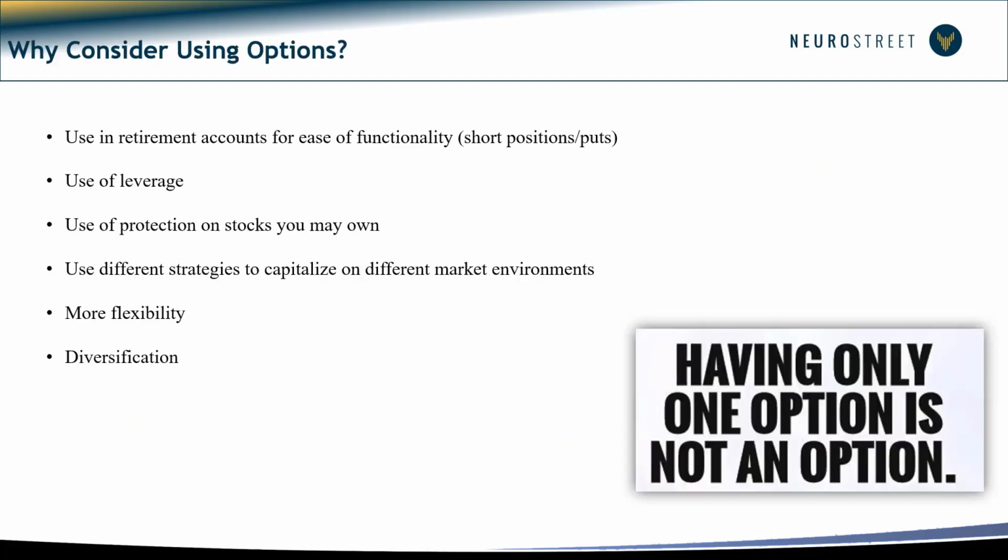So let's consider why we would look at options. First and foremost, you can use them in your retirement accounts. You can take advantage of bullish and bearish positions. Instead of not being able to short in your retirement accounts because it's a registered account, you can actually take advantage of puts. Put options are a way for you to make money as the market drops in value. So it's a really good alternative to the actual stock side of it.